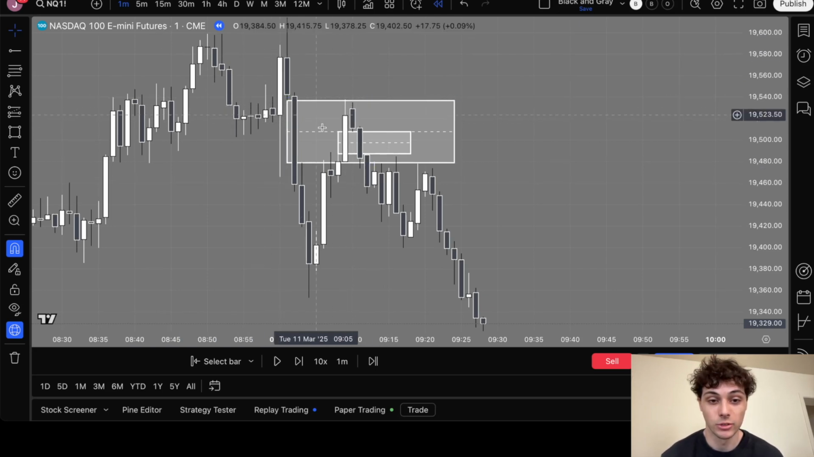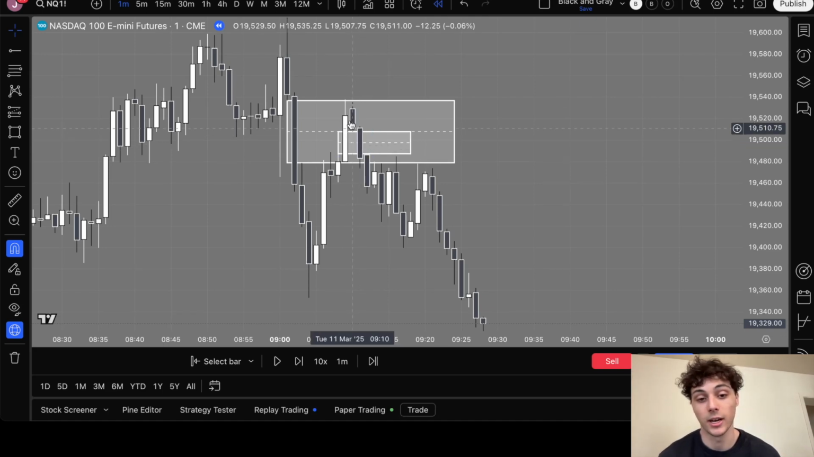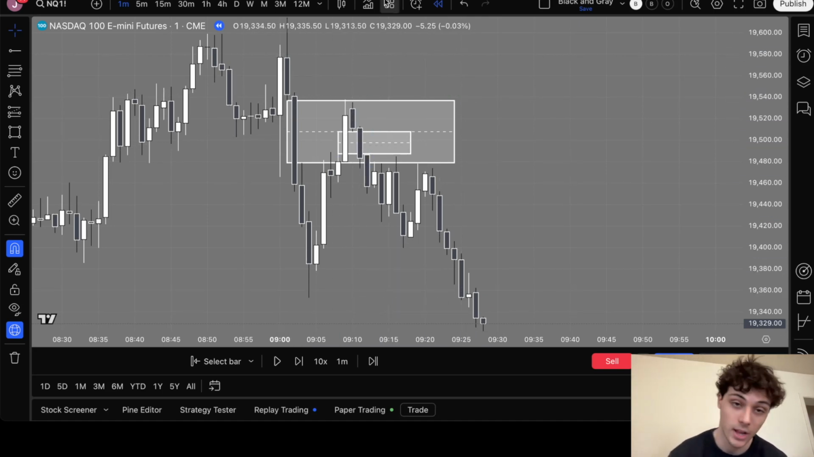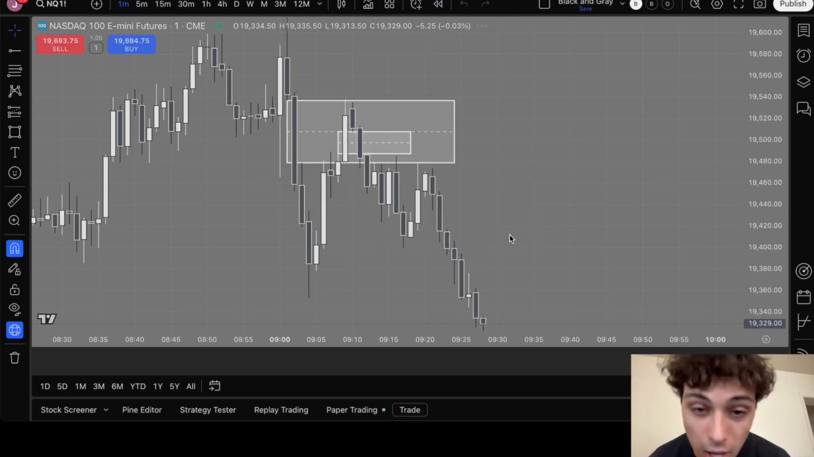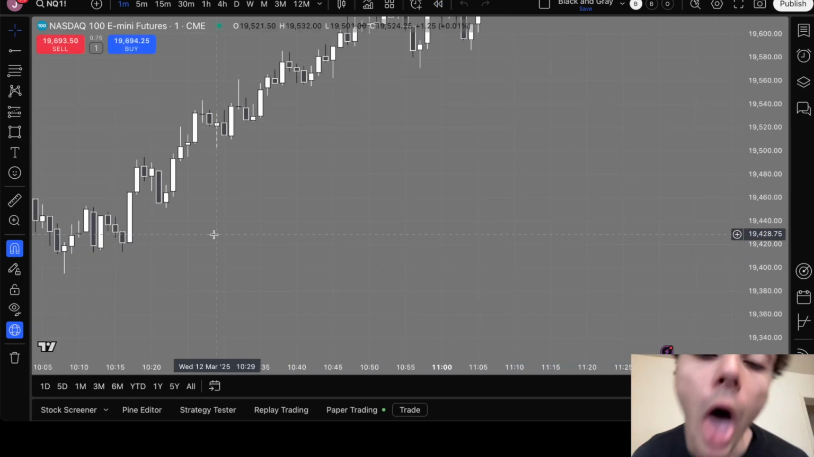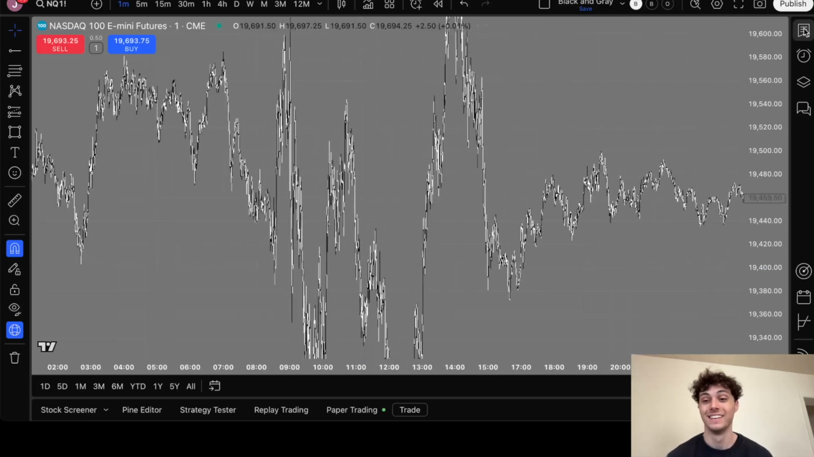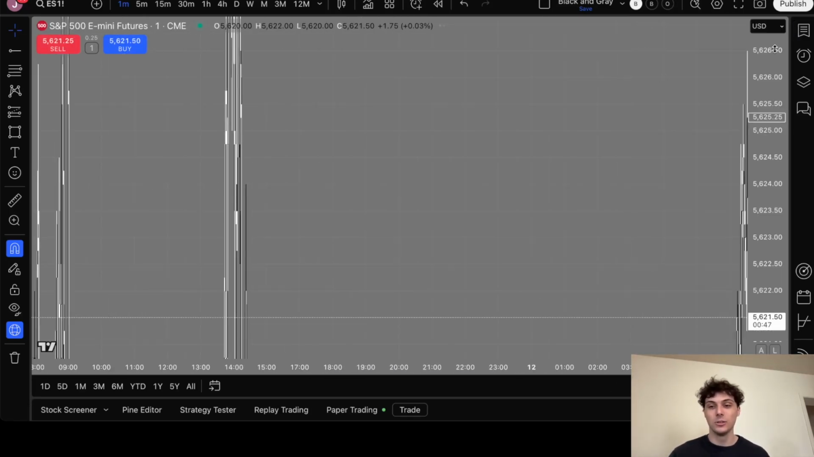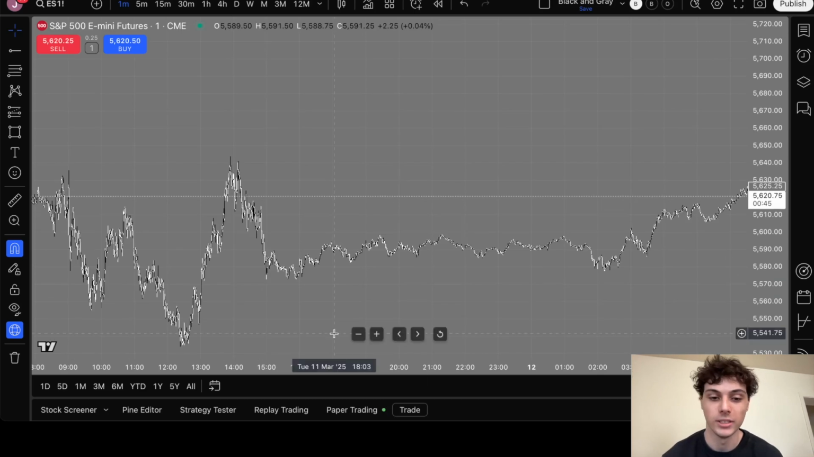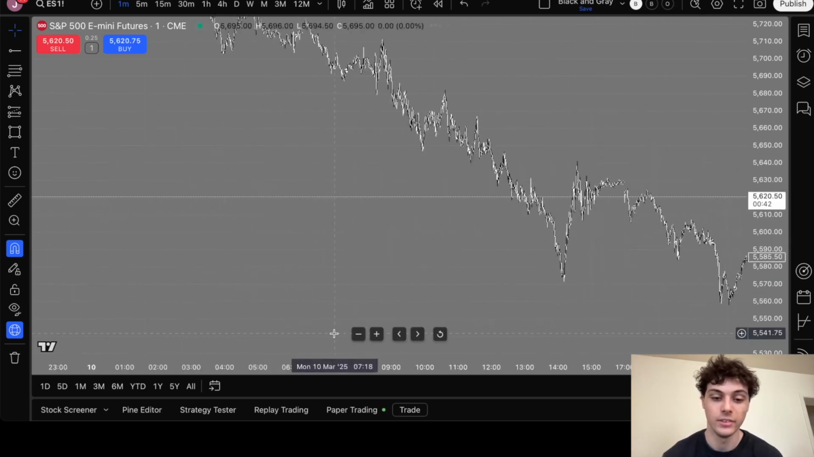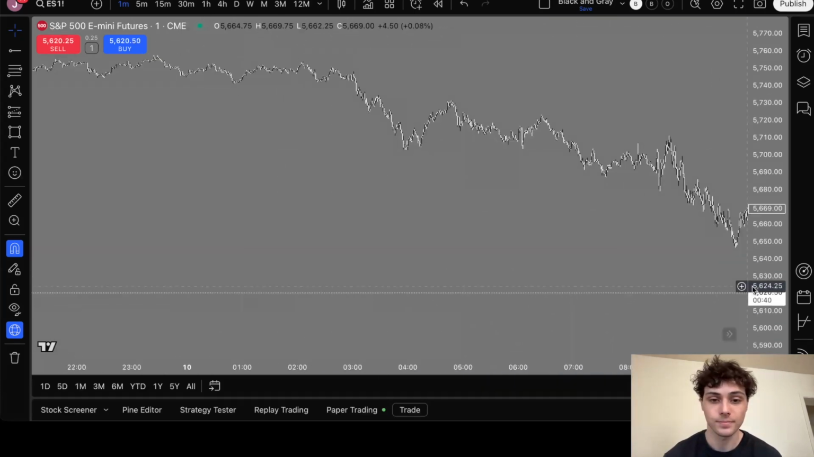So then price goes up into the fair value gap. Price disrespects this fair value gap right here. Anyways, we'll go over to Monday. It's a super simple confluence that is very easy for everyone to use.